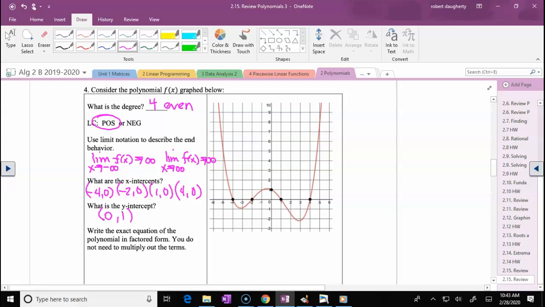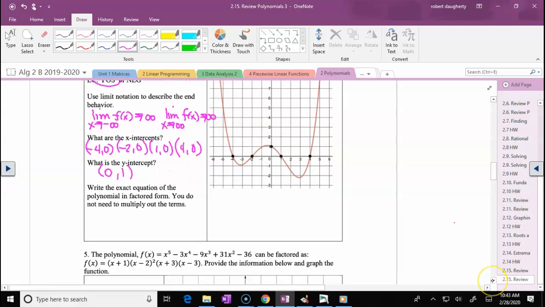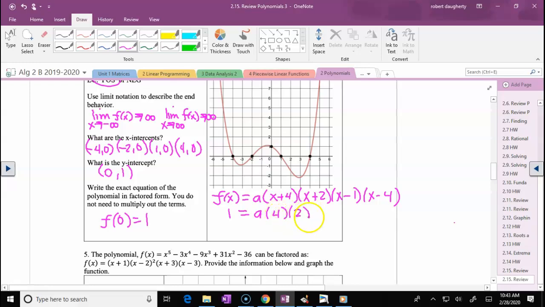Write the equation of this exact polynomial, okay? So this polynomial is f of x equals some coefficient, I'm not sure what, but then it has to be x plus 4, x plus 2, x minus 1, x minus 4. I know that when I substitute a 0 in, I better get a 1 as my answer. So 1 has to equal a times 4 times 2 negative 1 times negative 4.